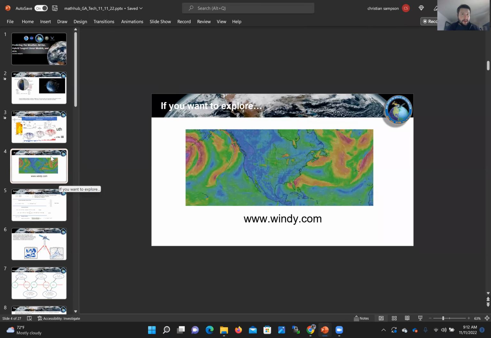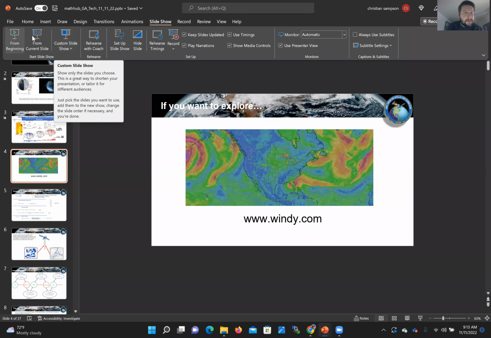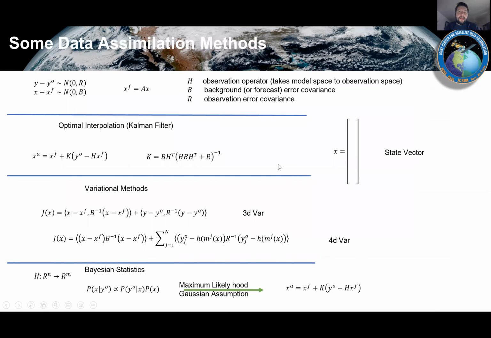So how do they put all of this stuff together? Let me talk just a little bit more about DA in general. We'll go back to the slides. There are many methods in data assimilation. This is just a few of them. Some key terms that are worth knowing. I'll give a cartoon of H, the observation operator. This is an important piece of DA. It takes model space to observation space.